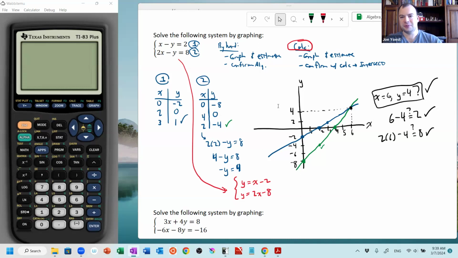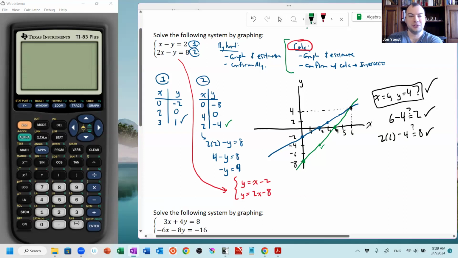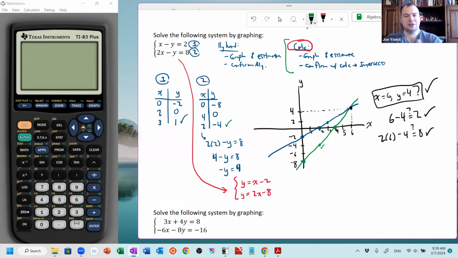If I wanted to take a different approach, I could do a similar thing on the calculator. Now, to plug the formulas into the calculator, I need to solve for y. And in both of these cases, I can just add y to both sides and then subtract the constant over, giving me these two revised equations.